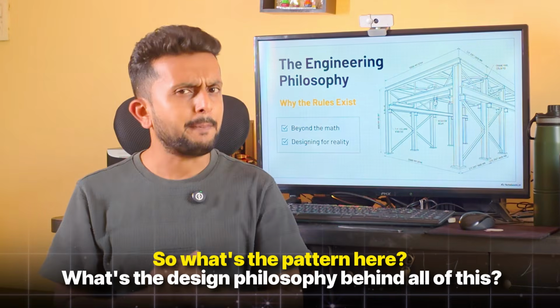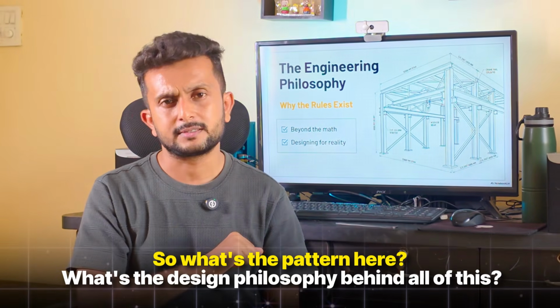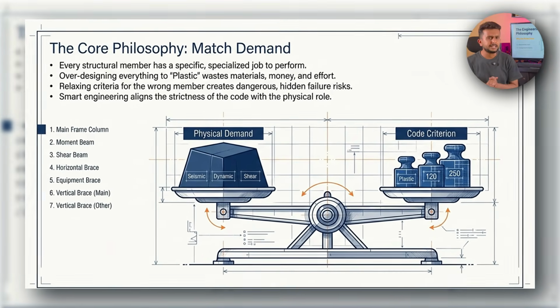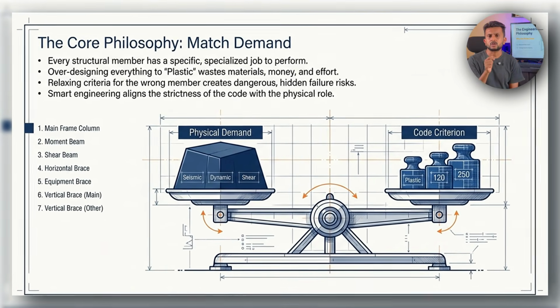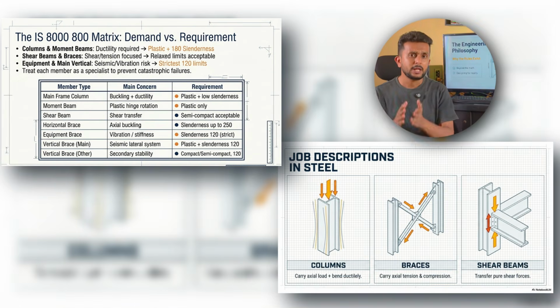So what's the pattern here? What's the design philosophy behind all of this? It comes down to one idea: match the criteria to the demand. See, every structural member has a job. A column's job is to carry axial load and bend with ductility. A brace's job is to carry axial tension and compression for lateral stability. And a shear beam's job is just to transfer shear.